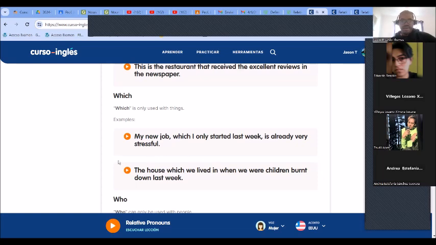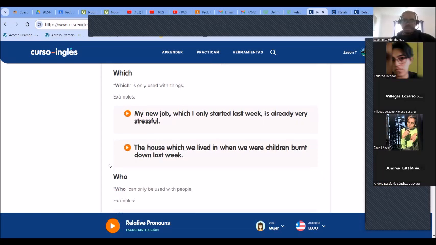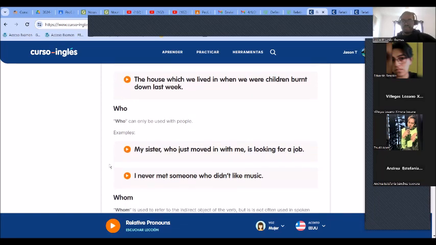All right. Who? Zaud Lopez. Who can only be used with people. And read the example. My sister, who just moved in with me, is looking for a job. I never met someone who didn't like music. Right. Just moved in. All right.